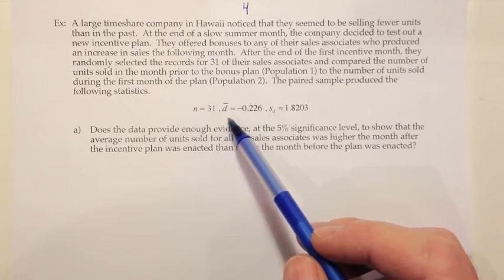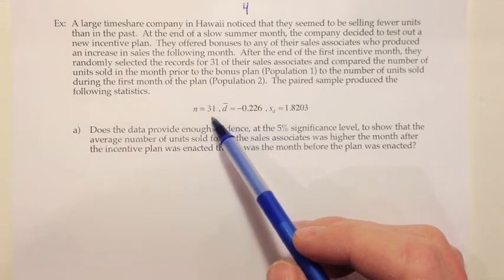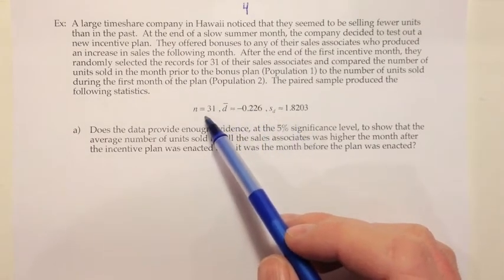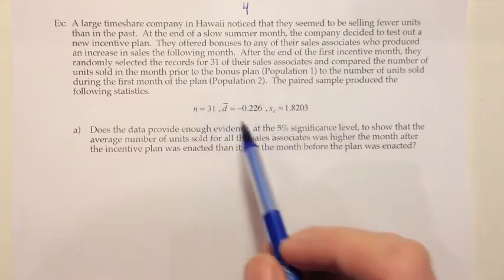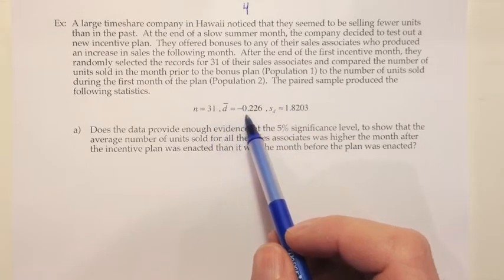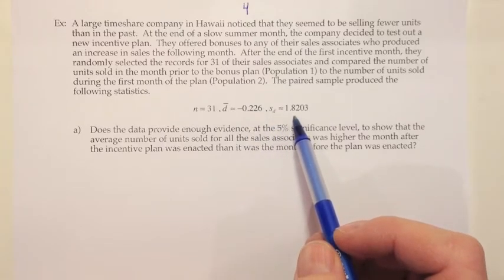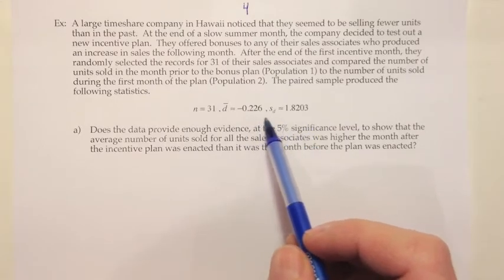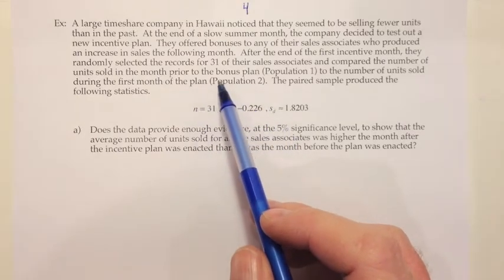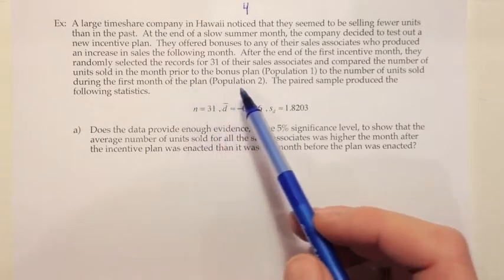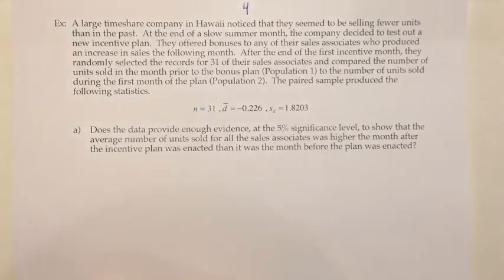Now, it's possible that they could have shown us all the data, but instead they just gave us a summary: that there were 31 people involved in the sample, that the average difference was negative 0.226, and that the standard deviation of those differences was 1.8203. The units on that would be number of units sold, not dollars, because it's talking about the number of units sold up here in the problem.